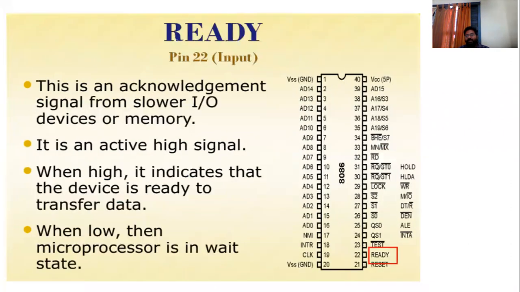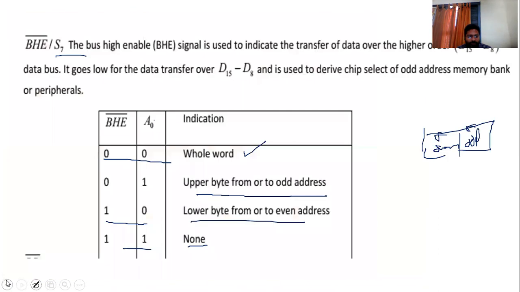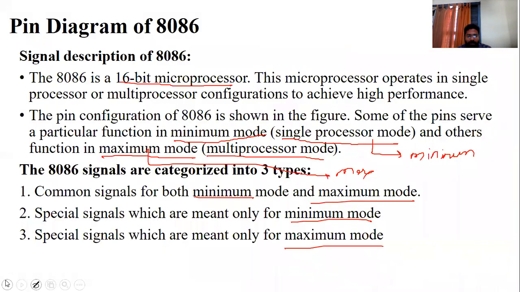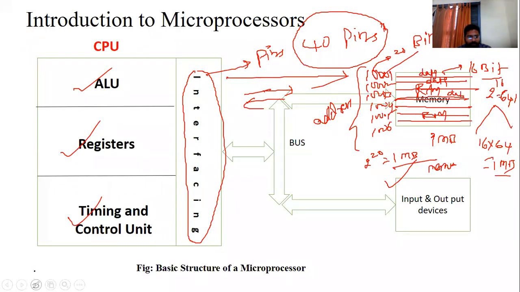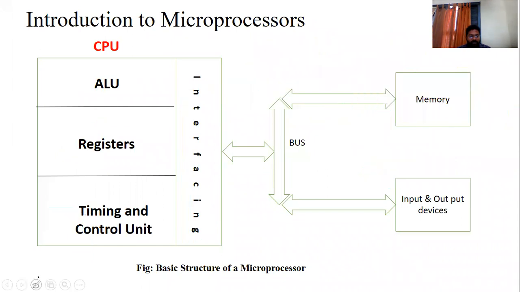Yes, ready. The next instruction is ready. Ready instruction, a very important one. Whenever you know that, see once again the basic structure of the microprocessor. And input-output devices. For suppose you have connected input-output devices and memory to the CPU. What is the speed of that CPU? 5 megahertz, 8 megahertz, clock speed, remember, 10 megahertz. Then what about the speed of these input output devices and memory?